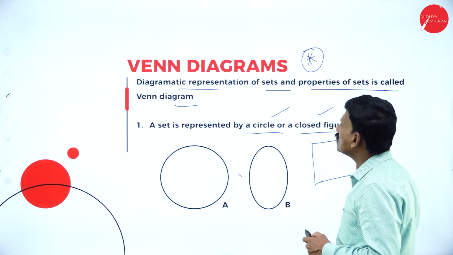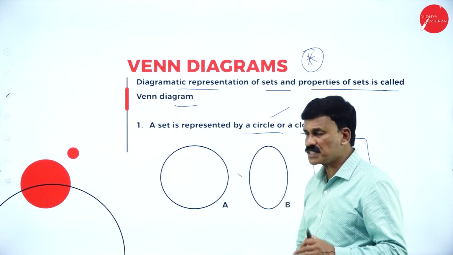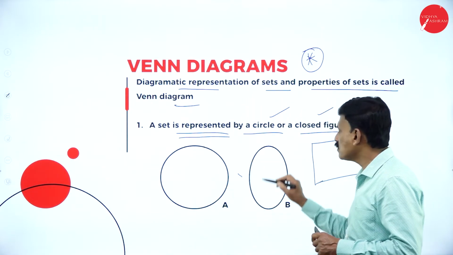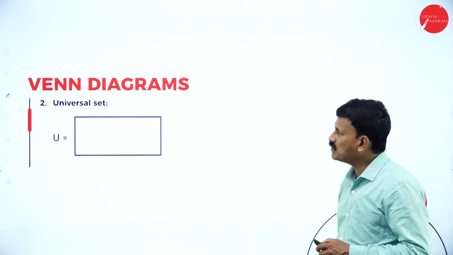Now let us come to them one by one. First one, universal set. Now the first one itself is a set. A set is represented by a circle or a closed figure like this. Now the universal set, second, universal set is U.